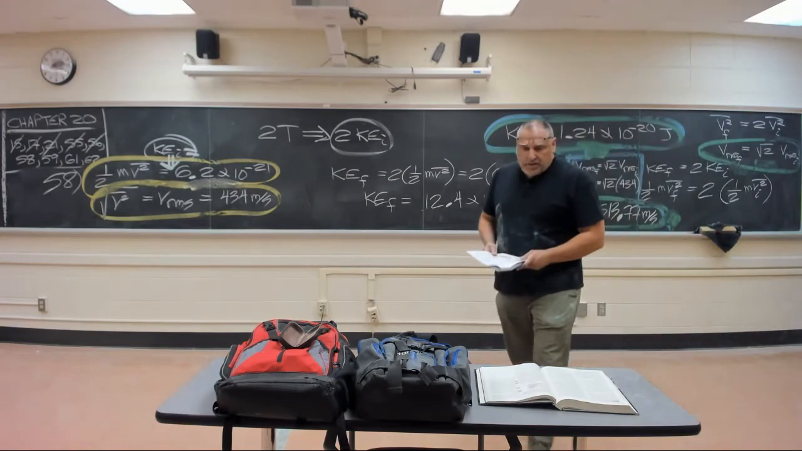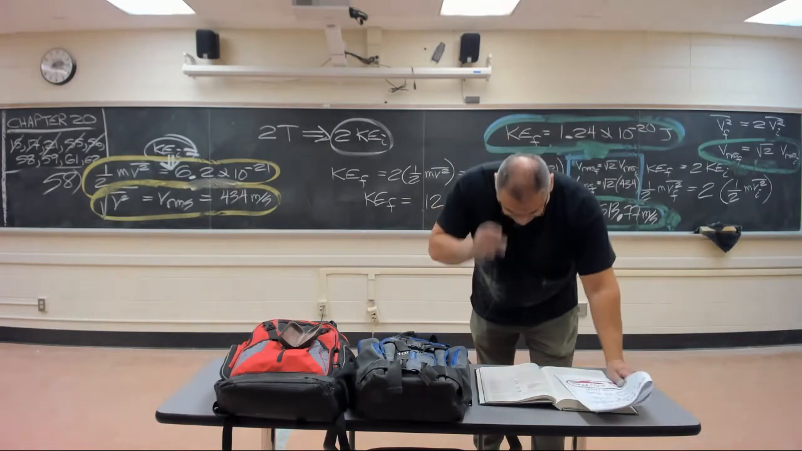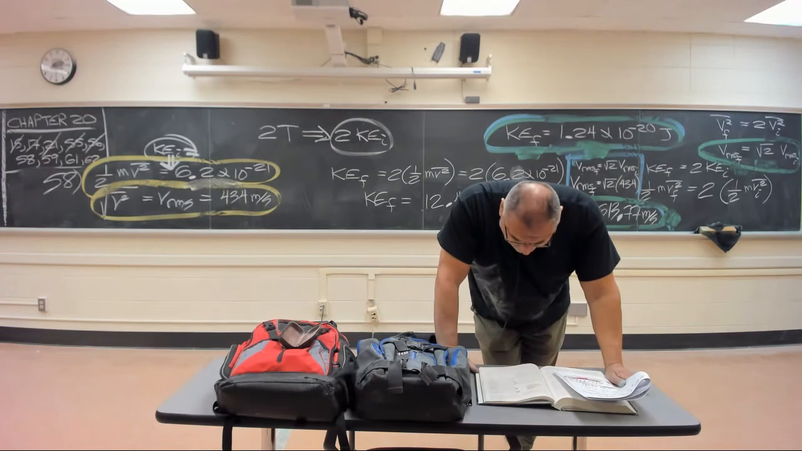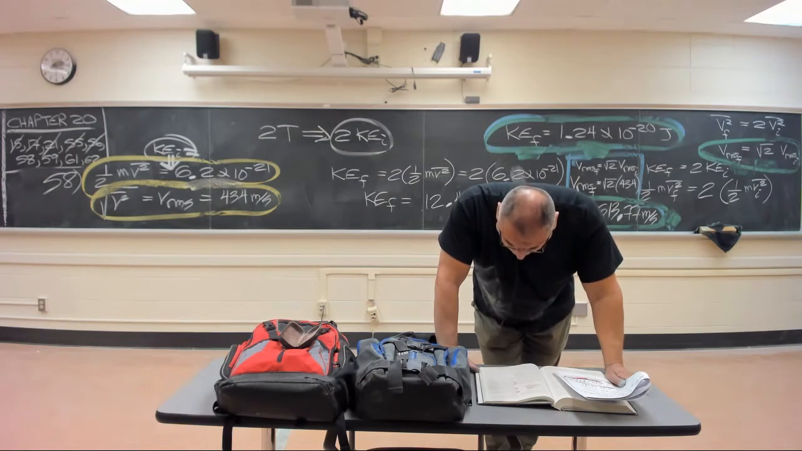That's 58. Let's go to 59. 59, the average kinetic energy of an argon atom in a spherical container filled with argon atoms and with a volume of 1.0 times 10 to the negative 2 cubic meters is 4.50 times 10 to the negative 21 joules. If the pressure inside the container is 2 atmospheres, how many moles of argon are in the container?